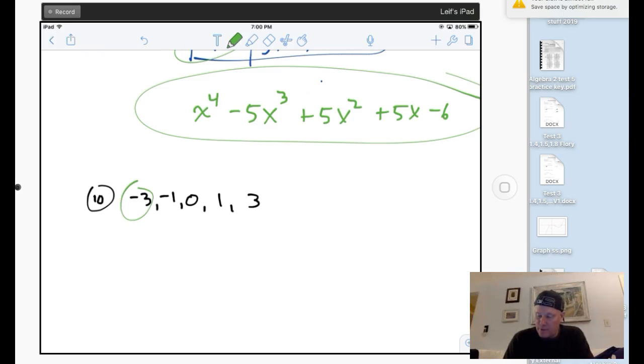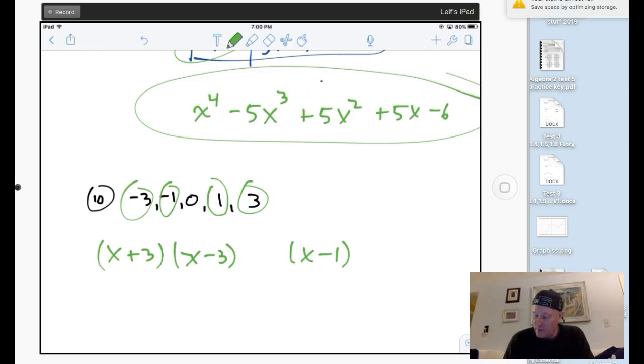I'm going to put these two together, and I'm going to put these two together, and I'll show you why. So that's x plus 3 times x minus 3. Then there's going to be that x minus 1 and x plus 1. Okay, and then I got this extra x also, which is going to be there from the 0, right? The 0 means it's a regular x.